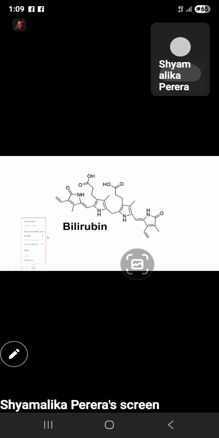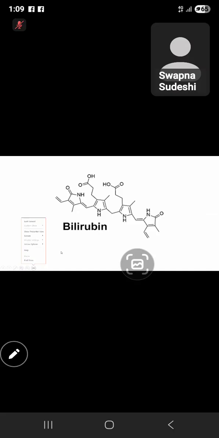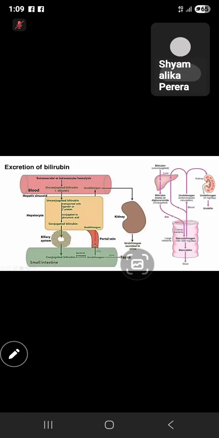Okay, so I would like to go one by one. The first part I selected is the excretory part of the liver. The main molecule is bilirubin. As you know, it's a product from our body which we need to eliminate. But before that, we have to revise how it is produced and how it is removed from our body.